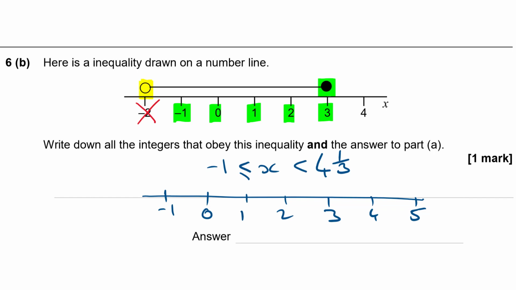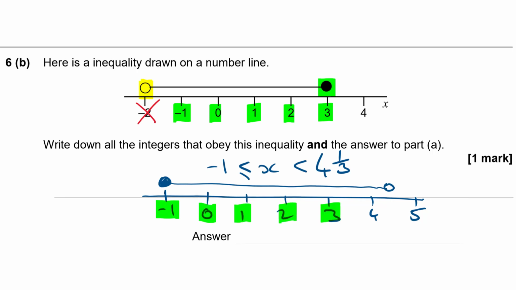Now my number has to be greater than or equal to minus 1, so that's a filled circle at that end, and less than 4 and 1/3, which is going to be somewhere like that, isn't it? But not included anyway. So all the numbers in between there. What are the integer values that do work in that range then? Minus 1 is fine because it's a filled circle, can be equal to minus 1. 0 is fine, 1 is fine, 2 is fine, 3 is fine, 4 is fine, and 5 is too big.